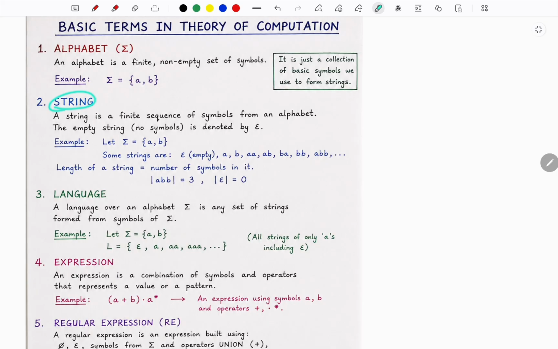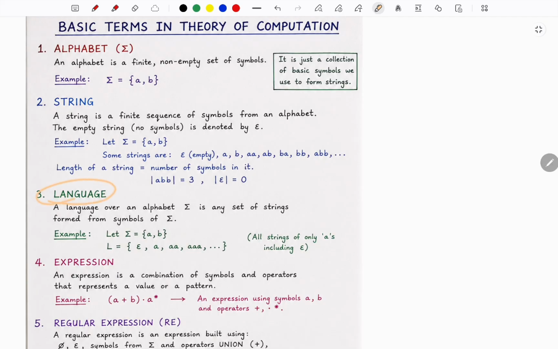Next is string. String is a sequence of symbols taken from the alphabet. If sigma equals A, B, then some valid strings are A, B, AA, AB, BA, etc. It also contains the empty string epsilon. Epsilon contains no symbols. Now, length of a string means the number of symbols in it. For example, length of this string is 3. Length of epsilon is 0.